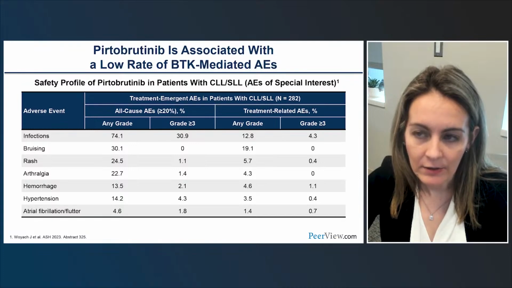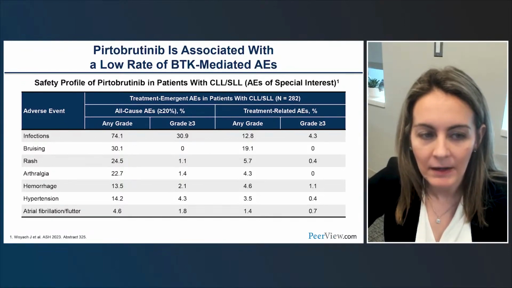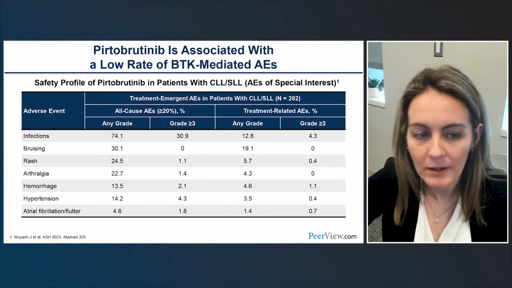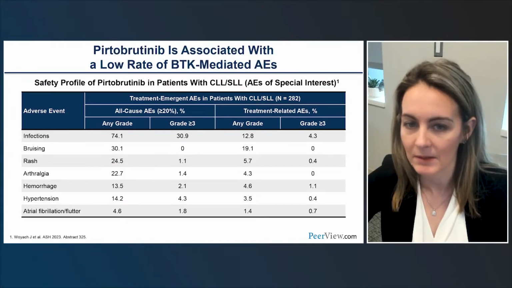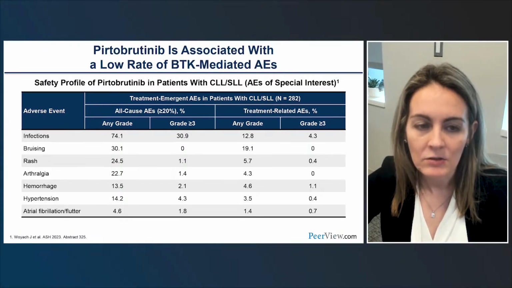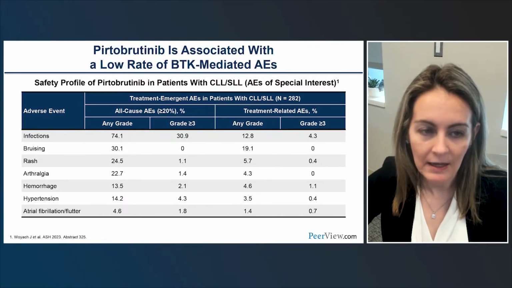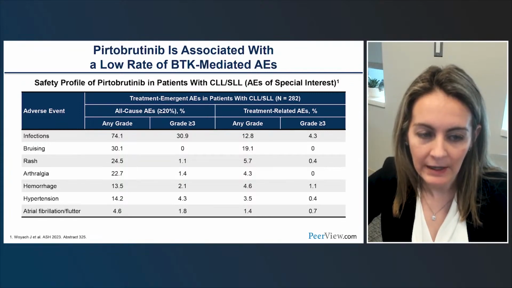I think it's also important when we think about BTK inhibitors to think about AEs of special interest or toxicities that really were seen to be more common as a class, in fact, with the covalent inhibitors. And what are we seeing with non-covalent inhibitors? So again, staying with the Bruin data here and focusing on pirtobrutinib, you'll see these AEs of interest that are highlighted. So I'm just going to highlight a couple.